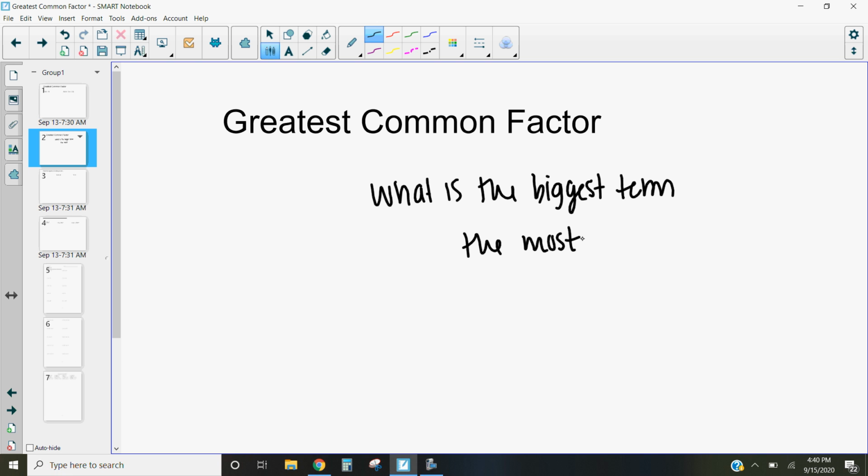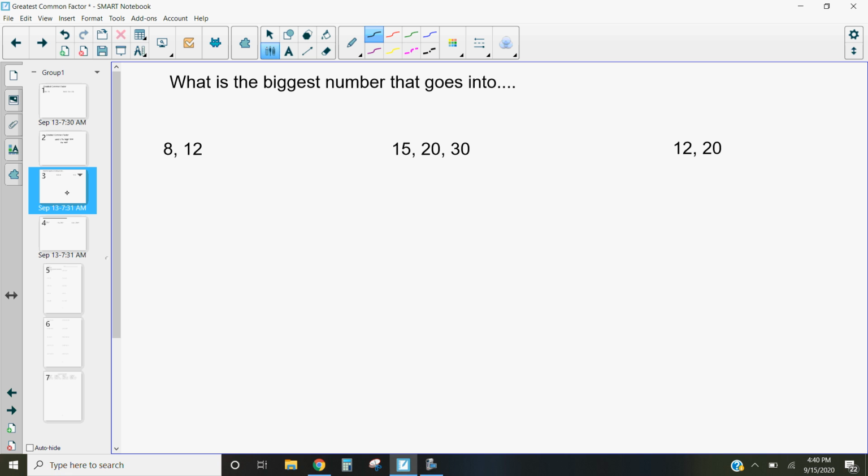Now let's just start by looking at that greatest common factor with some numbers. So with the numbers, what we're looking at is the biggest number that goes into these two things. Well, when I think of the numbers that I can multiply to get 8, I multiply 1 times 8 and 2 times 4. The numbers I can multiply to get 12 are 1 times 12, 2 times 6, and 3 times 4. What is the biggest of these numbers? Well, the biggest number is 4. So the greatest common factor between 8 and 12 is 4.